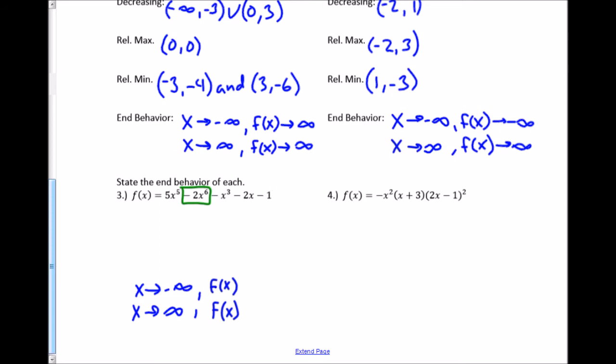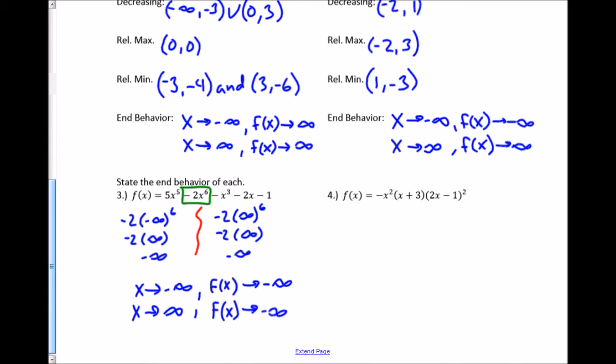Okay? So I plug the negative infinity in here. Negative infinity to the 6th power is a positive infinity, times a negative 2 is a negative infinity. So as x goes to negative infinity, f of x also goes to negative infinity. And now I plug a positive infinity in for x. Positive infinity to the 6th power is a positive infinity, times a negative 2 is a negative infinity. So f of x is still going to negative infinity. And that's it. That's my end behavior.